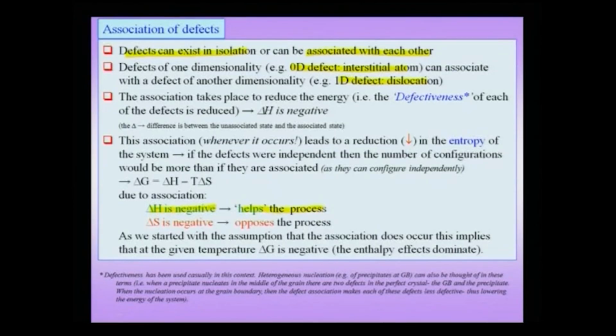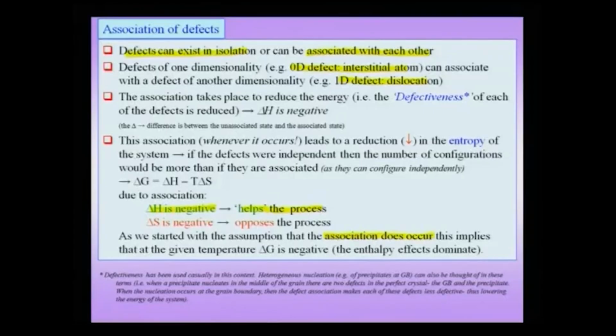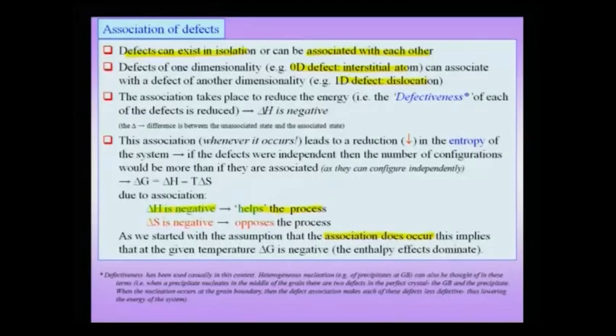Now, we are considering those kind of associations only for now, wherein the enthalpy happens to be negative. That is, we are assuming that the association actually does occur, and therefore, this is helping our process to take place. Now, what will happen if such an association occurs? There will be a negative delta S. In other words, the entropy change will try to oppose our process.